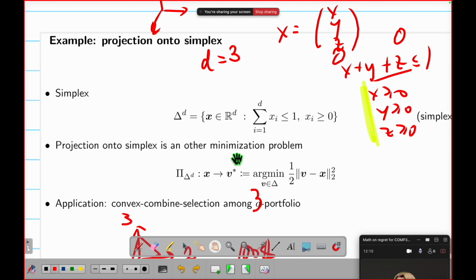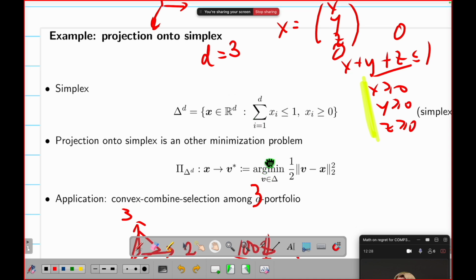Then the question is, after we do some update on X, which is our decision, our objective variable, our optimization variable, that means we do something to minimize something. So we can move outside the simplex. That means breaking the rule. Then we need to project it back, right? So we need to project it back.